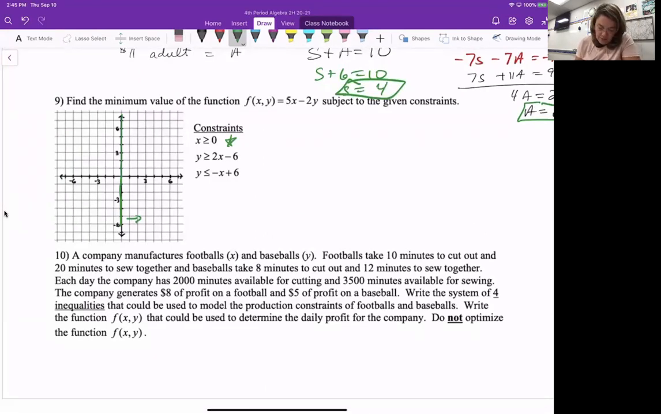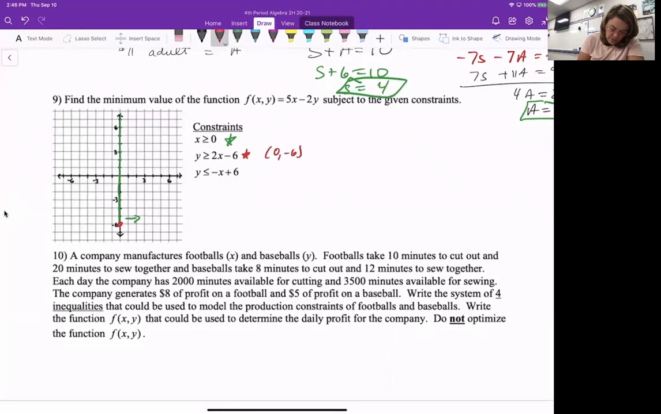The next thing I need to do is graph this next inequality. I'm going to start with x is 0, y is minus 6. So I'll go right here, and the slope is 2. So I'll go up 2 over 1, up 2 over 1, repeating. And then I say, okay, it's a solid line because it's greater than or equal to. And I will put my little arrow up.